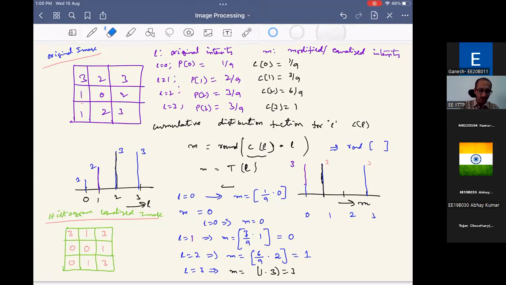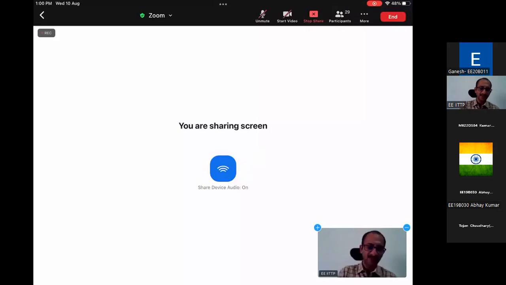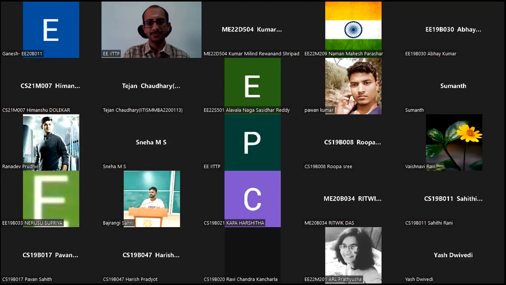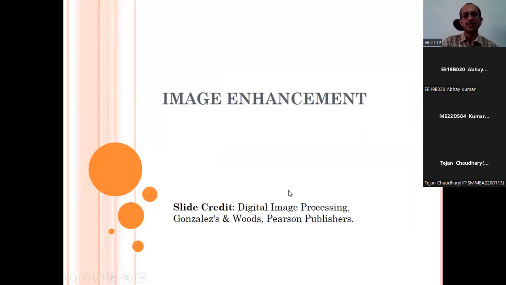Otherwise, what I plan to do now is to flash some of the slides from the Gonzalez and Woods book, which will give a better understanding of what we are discussing from the visualization perspective. I will quickly move over the slides. Wherever we need discussion, it's up to you to stop me. As I mentioned, these slides are from the Gonzalez and Woods book.